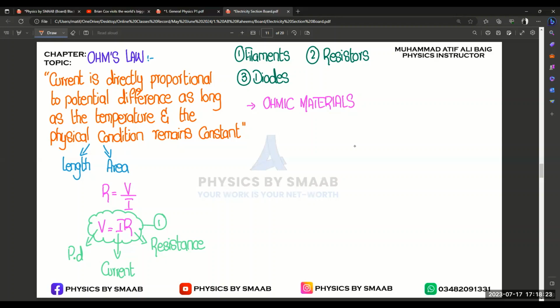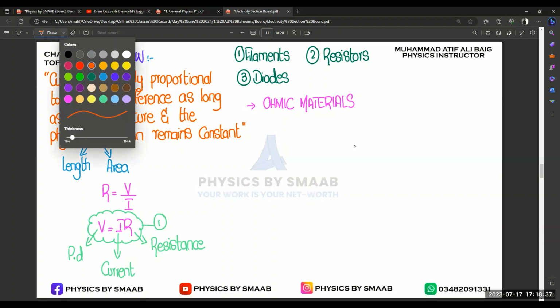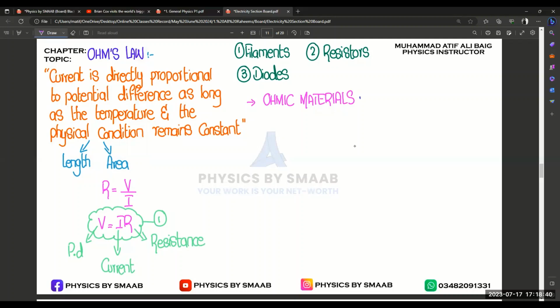So a wire can easily pass electric current, and voltage is directly proportional to electric current, because there is no resistance, no resistor is connected there. So the concept is very simple. Any confusion? Okay. So ohmic materials are those which simply obey Ohm's law, and non-ohmic materials are those which are not going to obey Ohm's law.